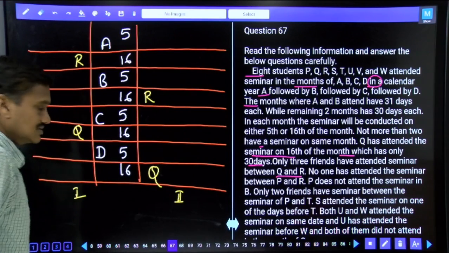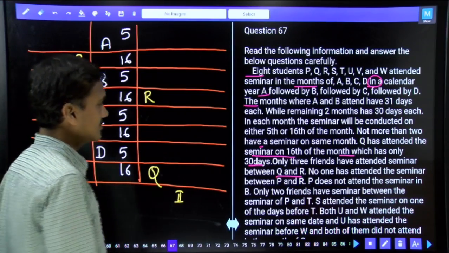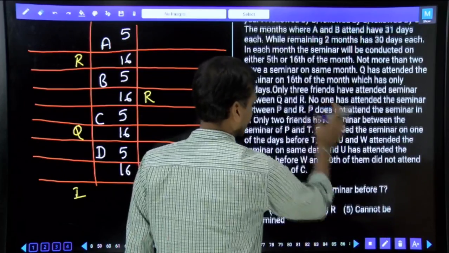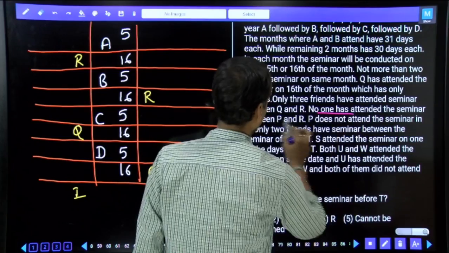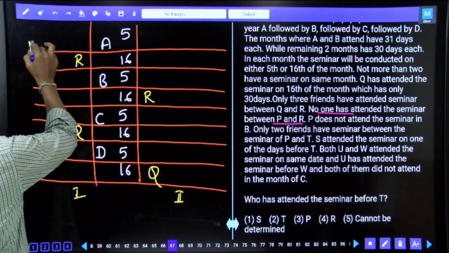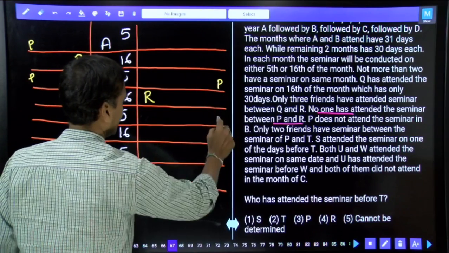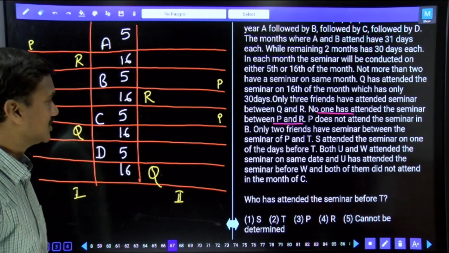This is the second case. Exactly three persons are in between Q and R. And next one, no one has attended the seminar between P and R. In between P and R, there is no person, which implies that P and R must be adjacent to each other. As P and R are adjacent to each other, P can be either at this place or P can be here. And similarly, here also P can be here or P can be here. In each of these possibilities, we are having two possibilities.